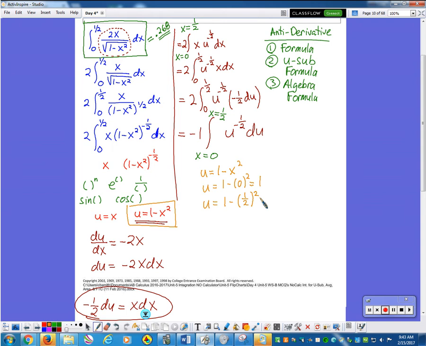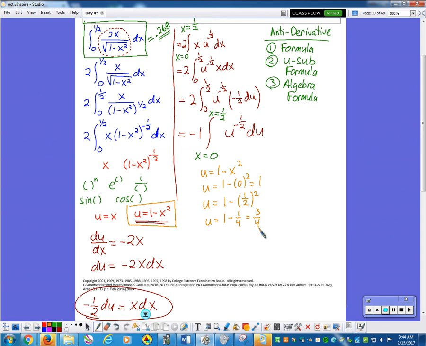So just say it out loud for me, please. What is 1/2 squared? 1/4. So 1 subtract 1/4 is going to be 3/4. Write that down. You won't want to look later at your notes and wonder where those numbers came from.